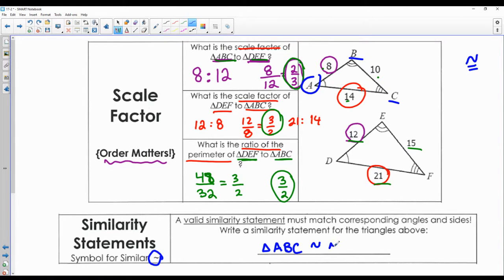Triangle ABC is similar to triangle, and then you're going to need to just match up the angles. Notice that angle A with that 1 tick is congruent to angle D. So D's got to go first. Angle B and angle E both have 2 tick marks, and then angle C and angle F are congruent. So that's how you're going to write the similarity statement. All right, we'll do the examples in our next video.